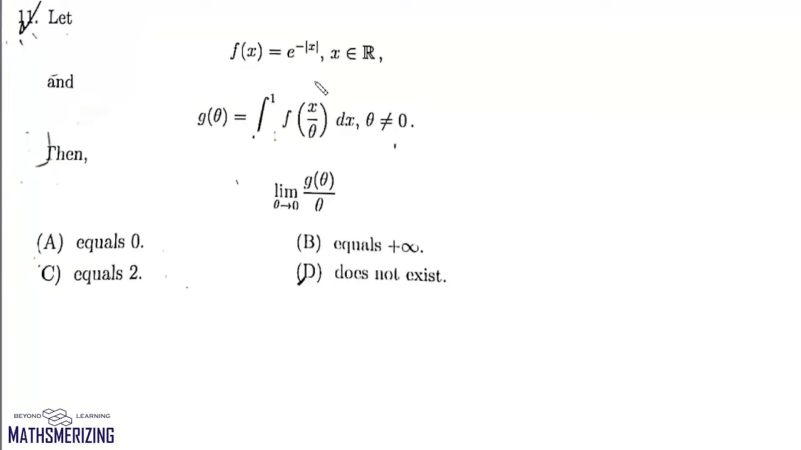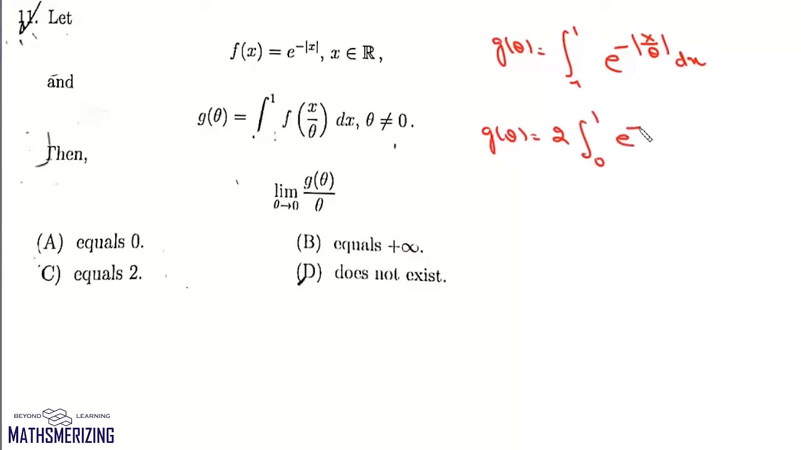The question is, f(x) is e to the power minus mod x, and we are given this g(theta), which is integral from -1 to 1 f(x upon theta), which is e to the power minus mod of x upon theta dx. Now this function is an even function, so we can write g(theta) as 2 times this integral from 0 to 1 e to the power minus mod x upon mod theta dx. Now when x is greater than 0, mod x is simply x. So it will be 2 times this integral from 0 to 1 e to the power minus x upon mod theta dx.